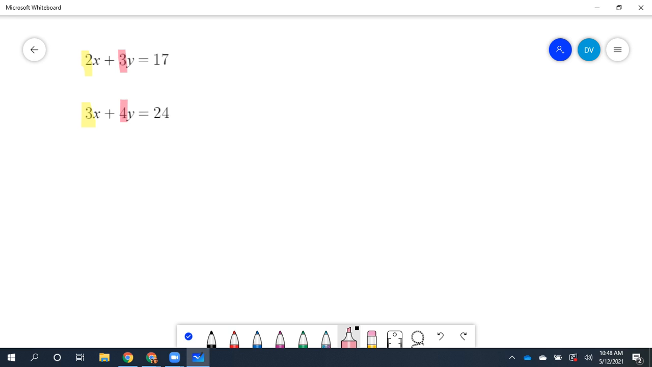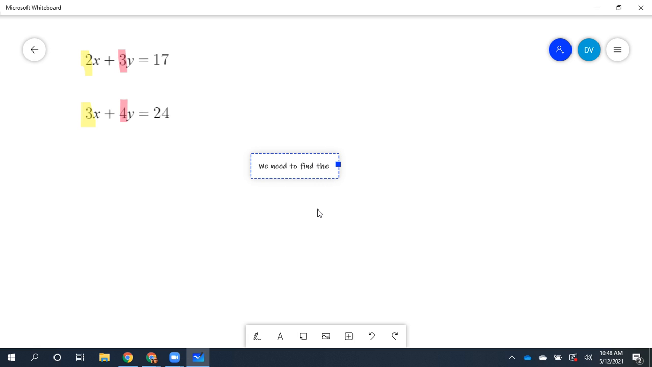But first, let's make sure we understand what the common multiples are. So I'm going to write this with my text tool. We need to find the common multiple, actually the lowest common multiple or least common multiple, of 2 and 3. It's sometimes called the LCD, or sometimes it's just called the multiple.